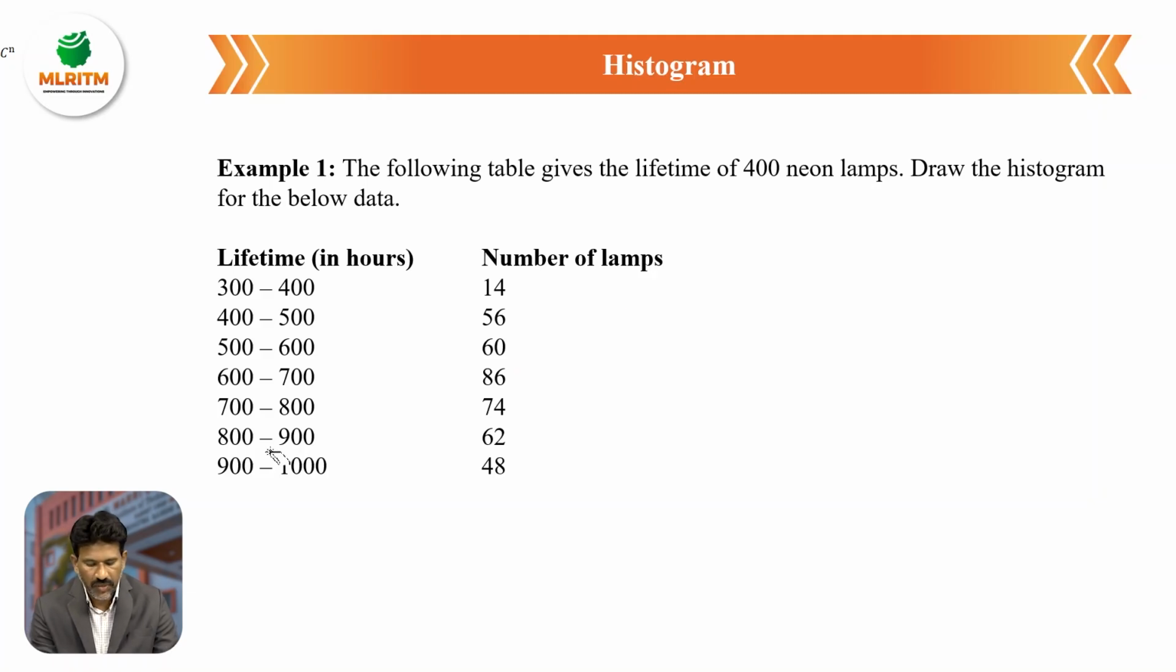If you see the 700 to 800, 74. If you see the 800 to 900, 62. If you see the 900 to 1000, 48 neon lamps are there. So in this example, this table represents these two fields. First one is the lifetime of the neon lamp. Second one is the number of lamps presented. Based on these two fields and this table, we'll perform the histogram.